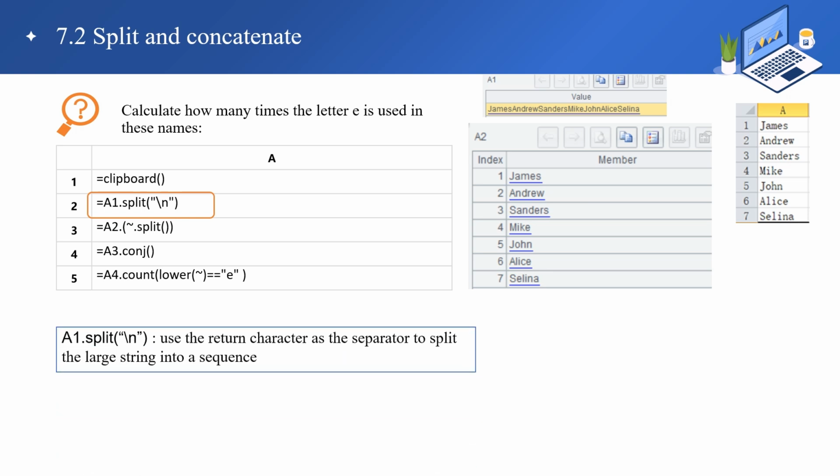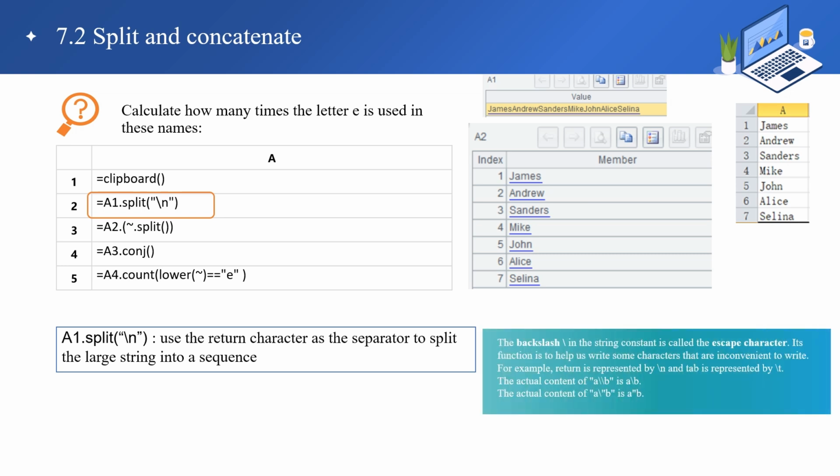A1.split("\n") means that the return character is used as the separator to split the large string into a sequence, so it returns to the case where each member exactly corresponds to each row in Excel. The \n here is the return character. The backslash in the string constant is called the escape character. Its function is to help us write some characters that are inconvenient to write. For example, return is represented by \n and tab is represented by \t. These are non-displayable characters, but they also have codes. \n is only one character in the string, although it is written in quotation marks as two characters \n.